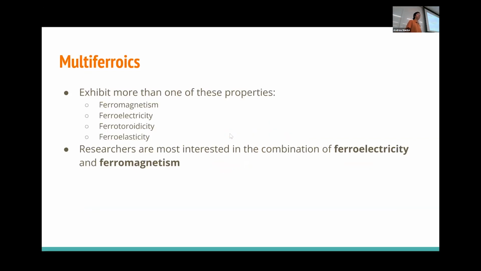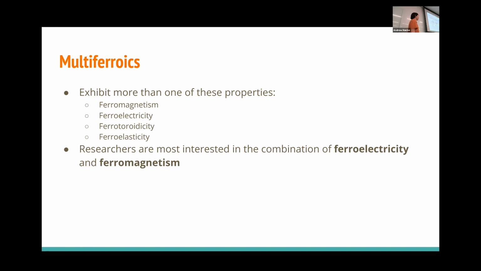Multiferroic materials exhibit more than one of the following properties: ferromagnetism, ferroelectricity, ferrotoroidicity, and ferroelasticity. But for reasons that I'll explain later, researchers are primarily interested in the combination of ferroelectricity and ferromagnetism.